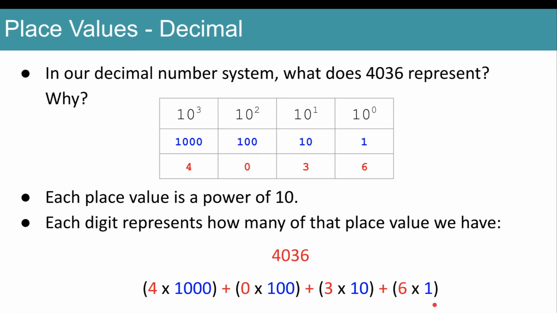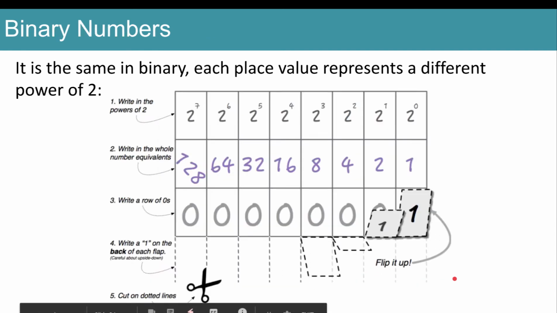So that's our number system, right? And when we add those all up, you get 4000 plus 0 plus 30 plus 6. So 4036. So it's the same in binary, but each place is going to be a power of 2 because we only have 2 symbols, 0 and 1.